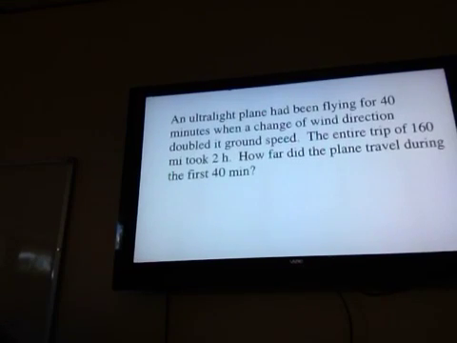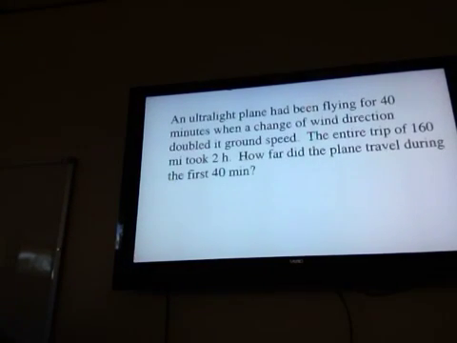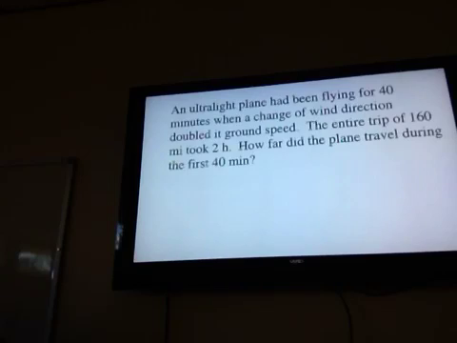An ultralight plane had been flying for 40 minutes when a change of wind direction doubled its ground speed. The entire trip of 160 miles took 2 hours. How far did the plane travel during the first 40 minutes? All right, so again, we're having one traveler here in two situations. So I'll call it first and second part. However you want to label that is up to you.